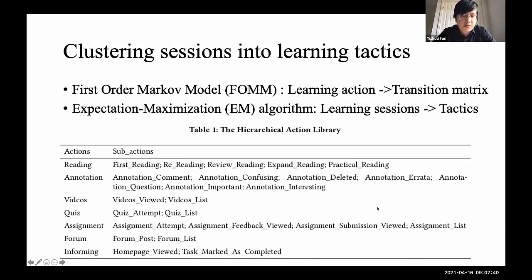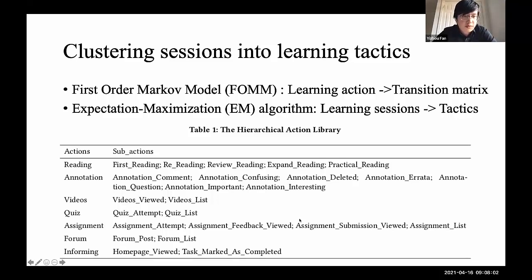First of all, I would like to introduce a little bit more about the action library. Here we define 7 actions: reading, annotation, videos, quiz, assignment, forum, and informing. For reading, for example, we have first reading, rereading, review reading, something like this. And for annotation, they can do annotation comment, annotation confusing, or annotation deleted.